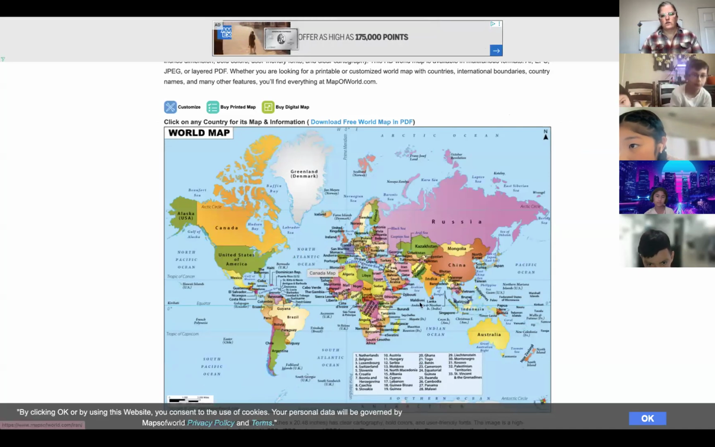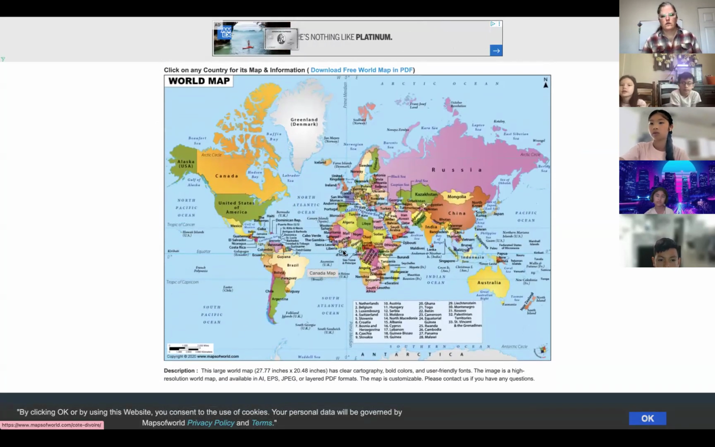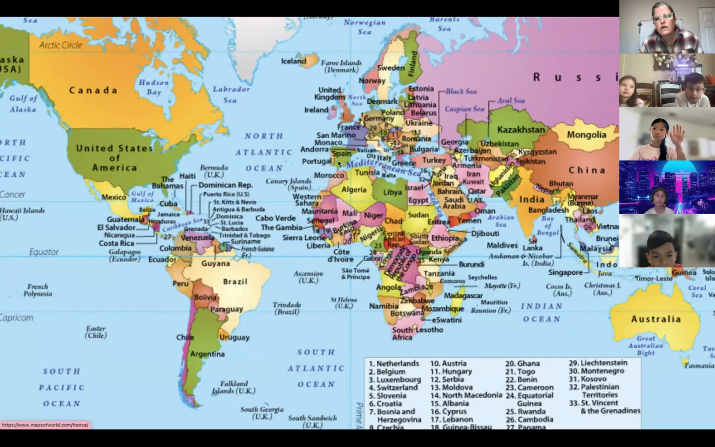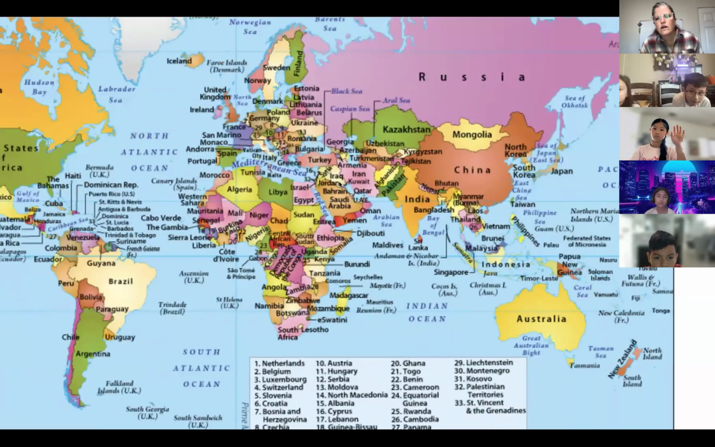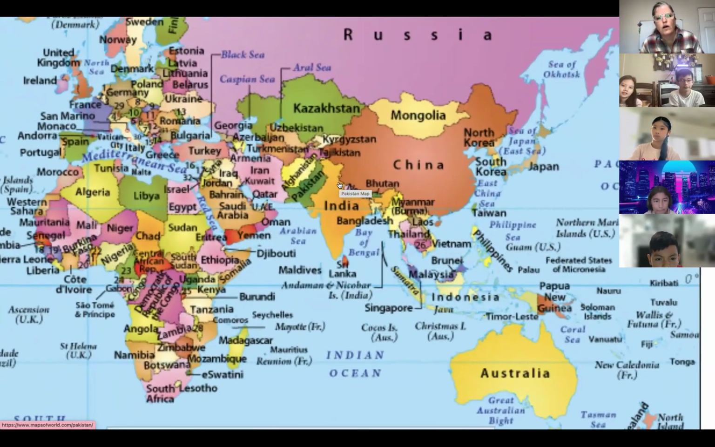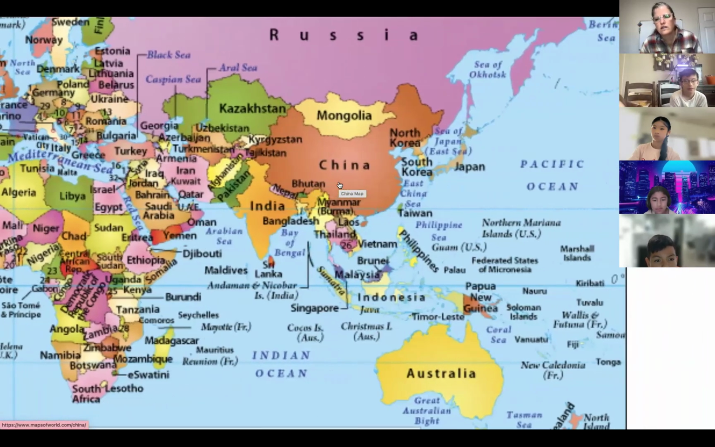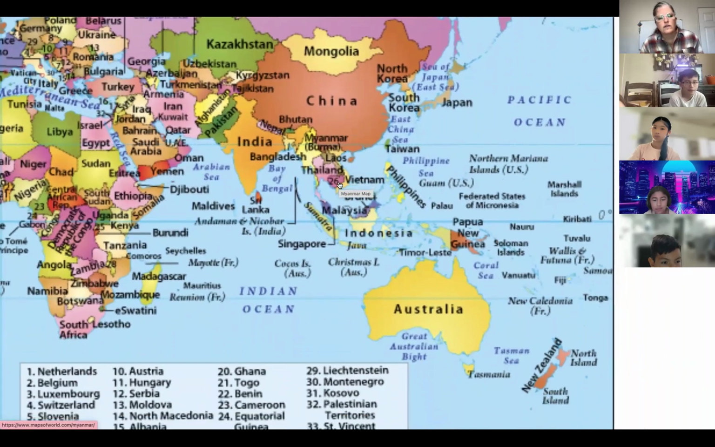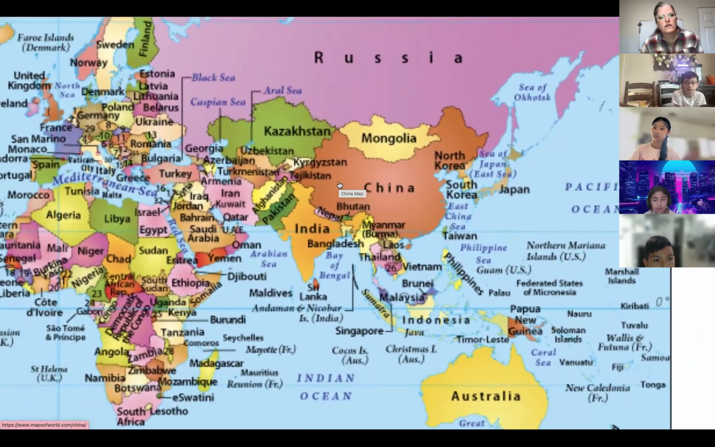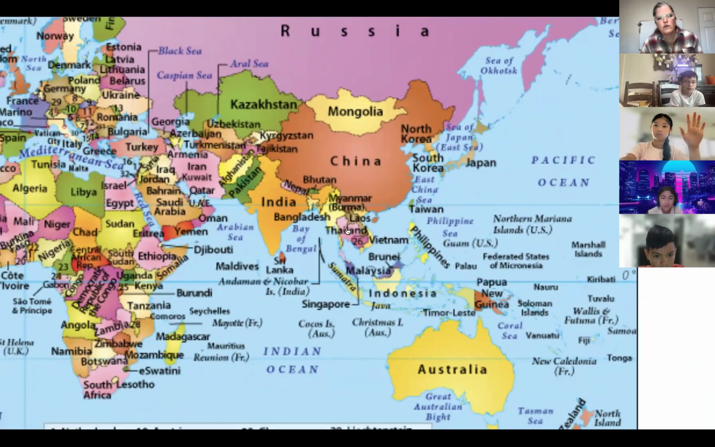Let me see if I can zoom in here. No, it's not letting me zoom. There we go. So this has everything in it. Nepal, Thailand. Do you guys see it? I'm looking for it in here. Oh, there's Thailand right here, the pink one.